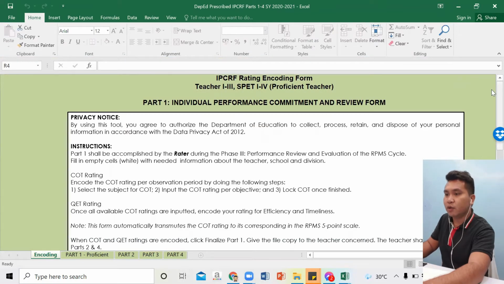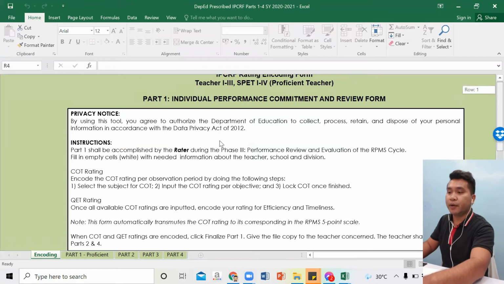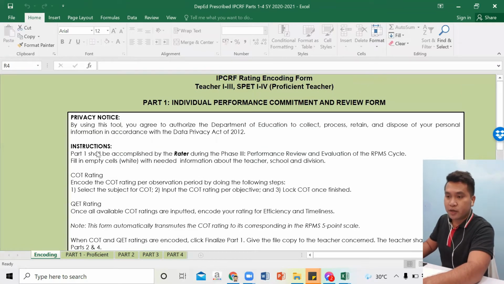You also have here the privacy notice. By using this tool, you agree to authorize the DepEd to collect, process, retain, and dispose of your personal information in accordance with the Data Privacy Act of 2012. Instructions: always read the instructions, and we must be careful with them. Part 1 shall be accomplished by the rater.